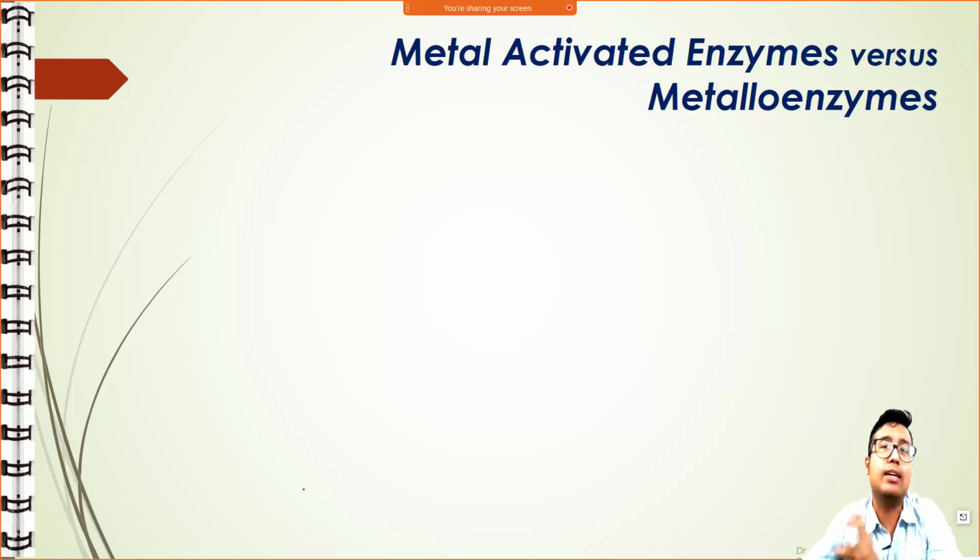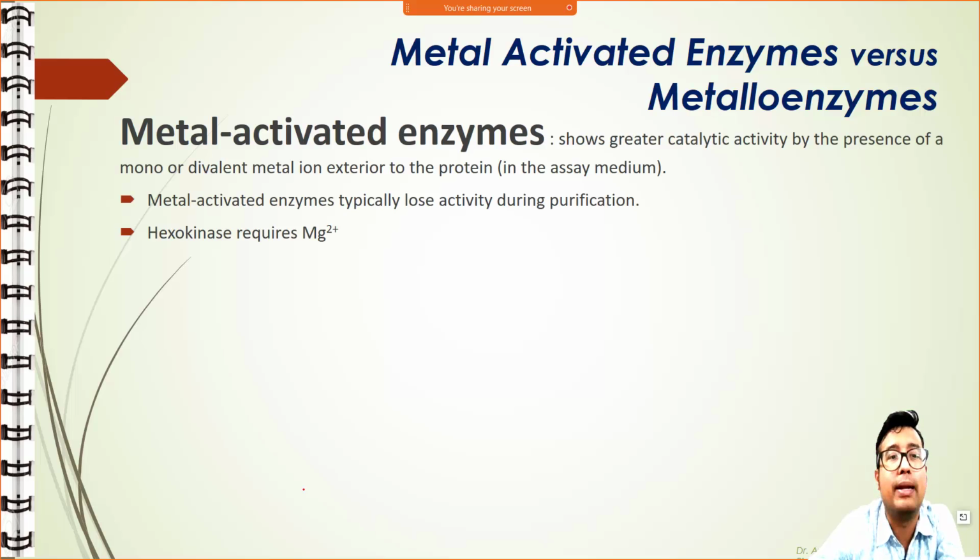Next, when we consider metal as a cofactor, the enzymes that act in conjunction with metal ions can be of two types. They can be metal activated enzymes or metalloenzymes, right? So we will see one by one. What are metal activated enzymes? It means these enzymes show a greater catalytic activity by the presence of a mono or divalent metal ion exterior to the protein in the assay medium. What do we mean over here?